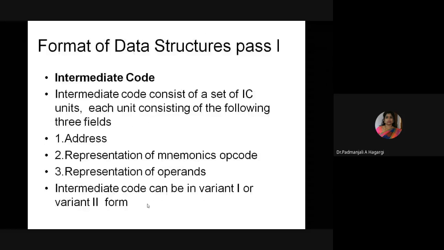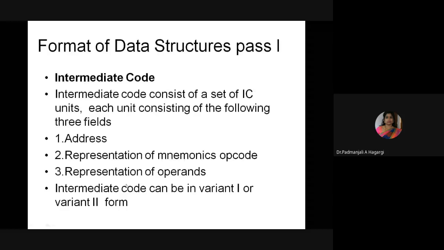And in the end, as I was saying, pass one generates the intermediate code. The intermediate code consists of a set of instruction code units, each unit consisting of the following three fields: the address, a representation of the mnemonic opcode, and a representation of the operands. The intermediate code can also be variant 1 and variant form 2.